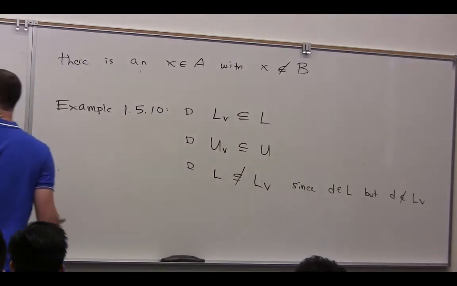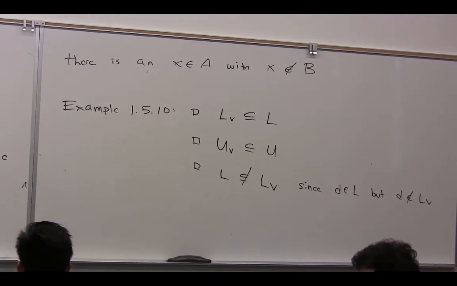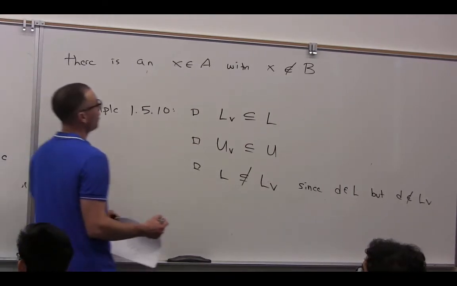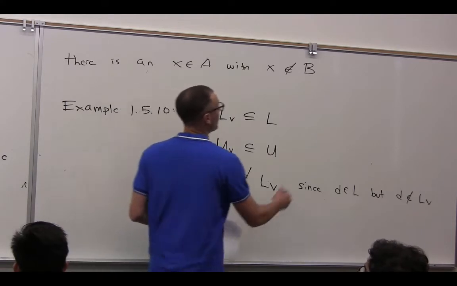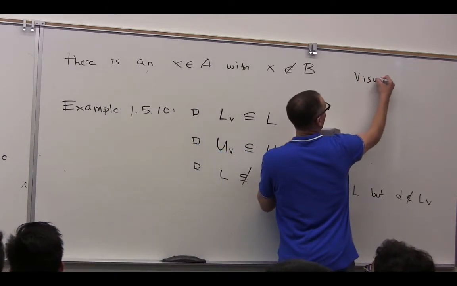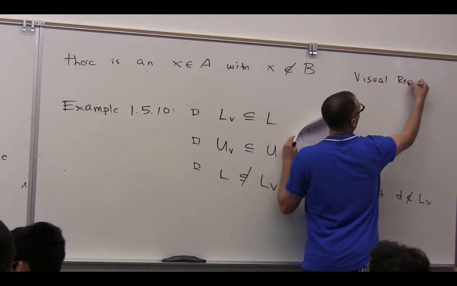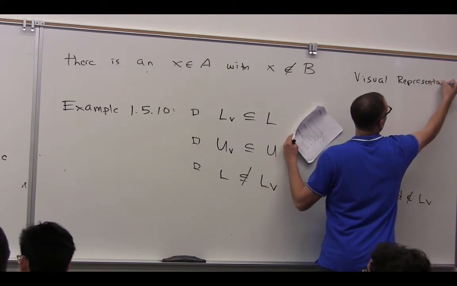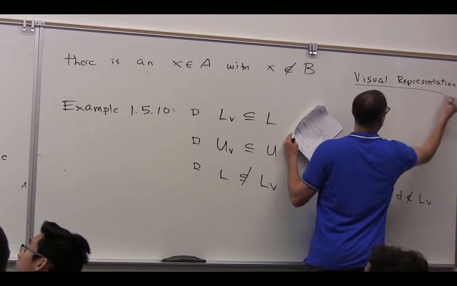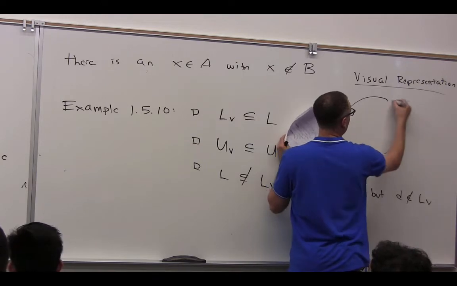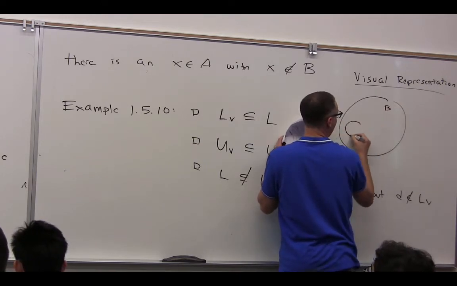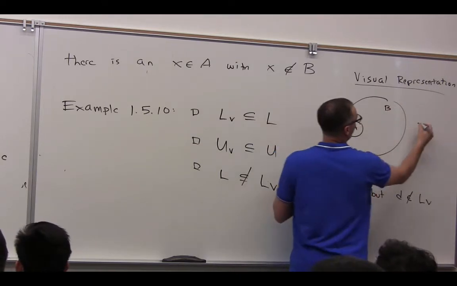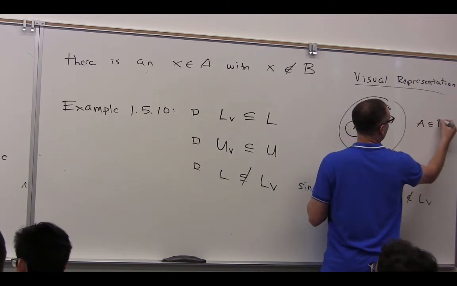So a really, really nice visualization of subsets is what we call a Venn diagram. So if you want to visualize this, a visual representation in a Venn diagram form, if you have a larger set B, and then A is strictly contained within B, we say that A is a subset of B.